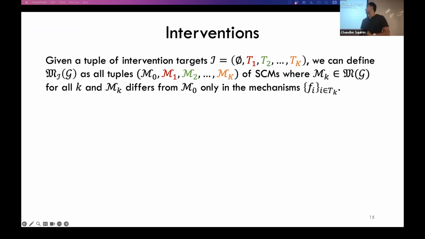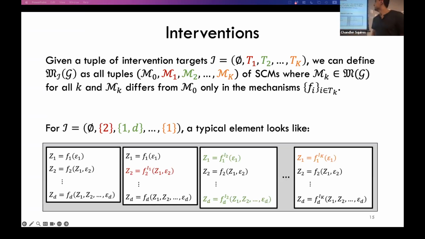Now we want to think about multiple interventions at once. So we have some set of intervention targets. I'm going to denote this set M sub I of G, the set of all tuples of SCMs, where each one is a structural causal model that's consistent with this graph G. And if we take one of these structural causal models, its difference from M0 is precisely in the form of an intervention on the intervention targets, TK. So a typical element of that set would look like this. If we had the intervention targets being 2, then we're allowed to change.